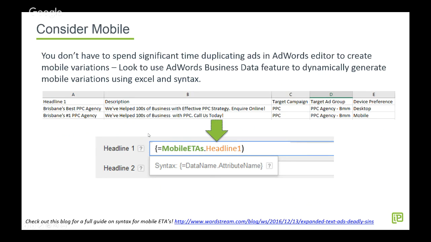So if the user was searching on a desktop, they're obviously going to be served my desktop variation from the business data. If they're on a mobile, they're going to be served the mobile one. So yeah, there's a great guide. I provided a link here. We'll obviously share these slides. But yeah, you can read a bit more about how to actually set that up in detail. And it's definitely a time saver in terms of crafting mobile ads.